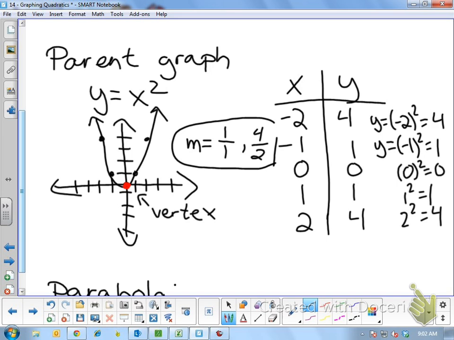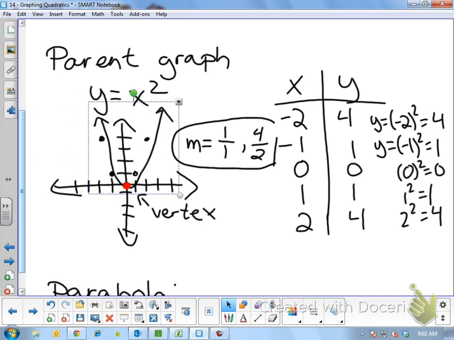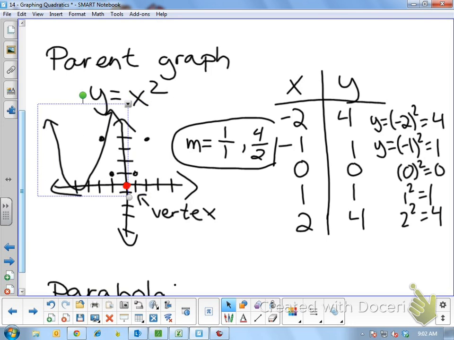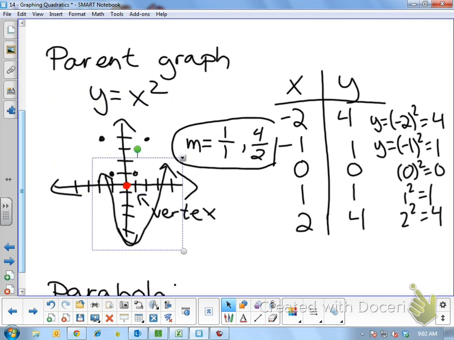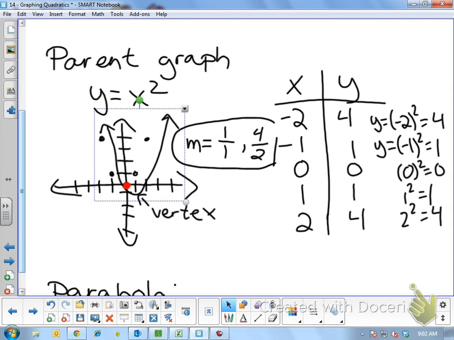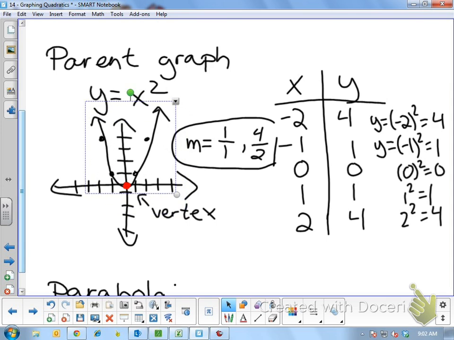So now we need to figure out, because we can actually shift this graph around. We're going to actually shift the graph around. We're going to move it to the left or move it to the right or move it down or move it up. We're shifting this around when we're graphing.